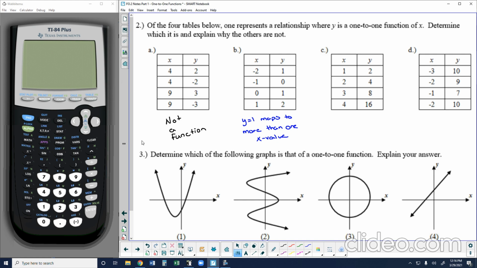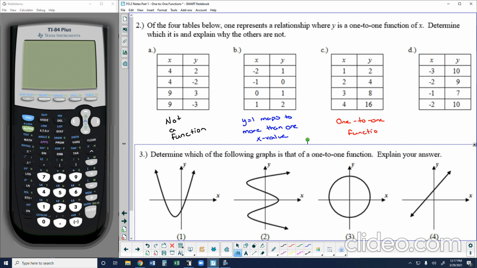If I take a look at C, it does pass the function test. Each of the x's has a different y value or only one y value. And then if I look at the y values, none of them are repeated. They all go to only one x value. So I could say that C is a one-to-one function. So C would be the only one here. It did say that there was one, and now we have identified it. C would be the only function that is one-to-one.